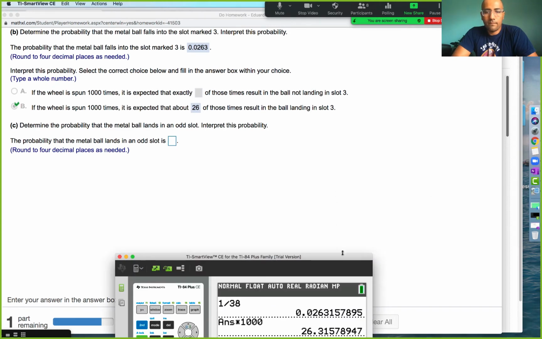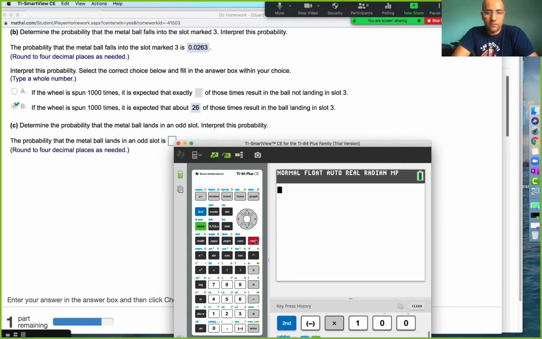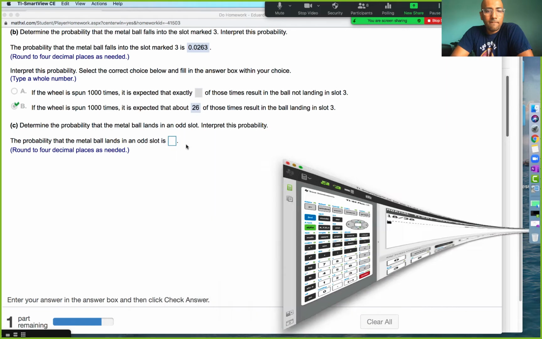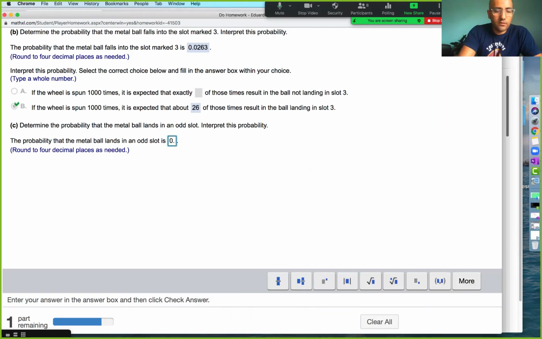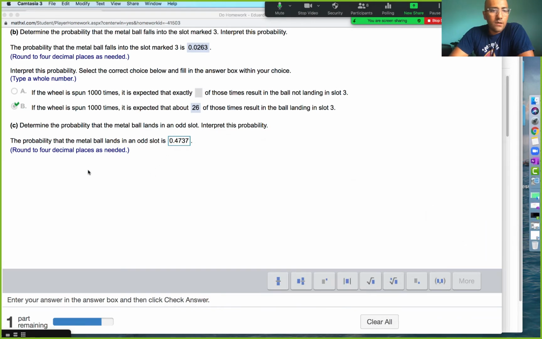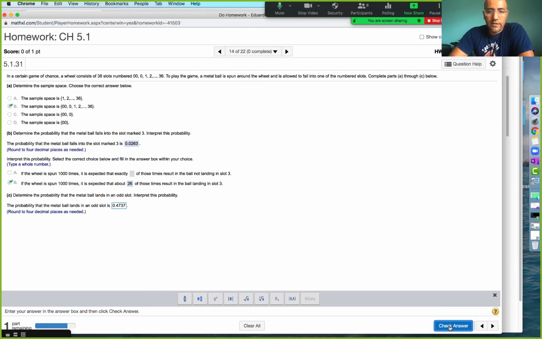I got 0.47368. Okay, sounds good. 18 divided by 38. Okay, and it says round to 4 decimal places, so we got to go 1, 2, 3, 4 right here, and then peek over. There's an 8, so we got to bring this up to a 7. So 4737 will be what we round this to. 0.4737. Okay, so then check answer.